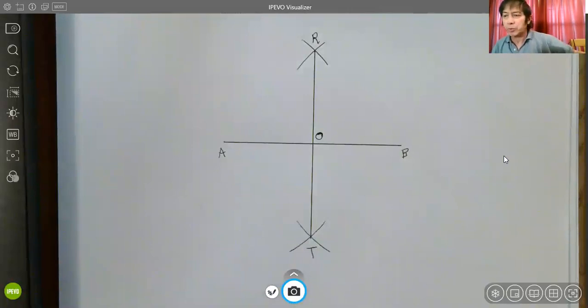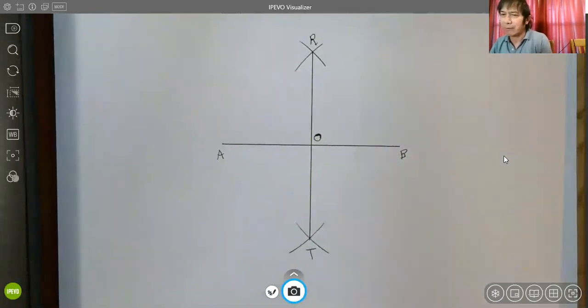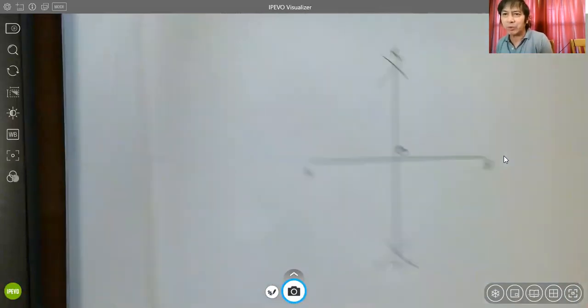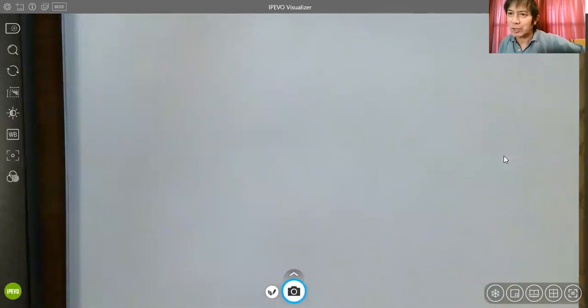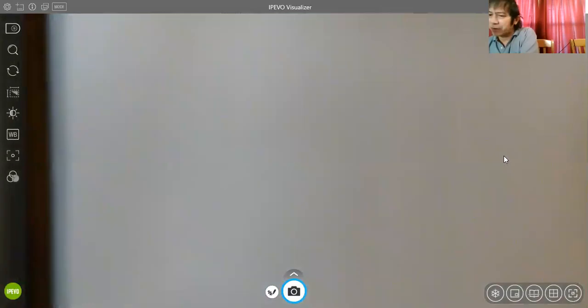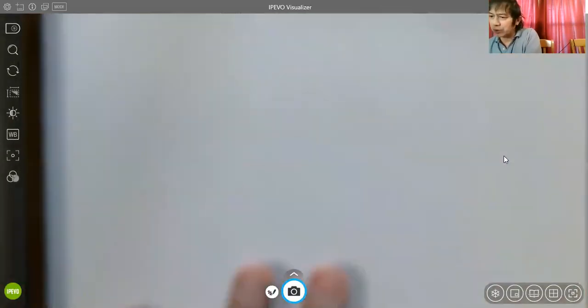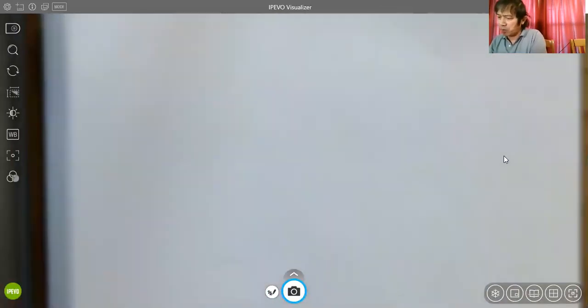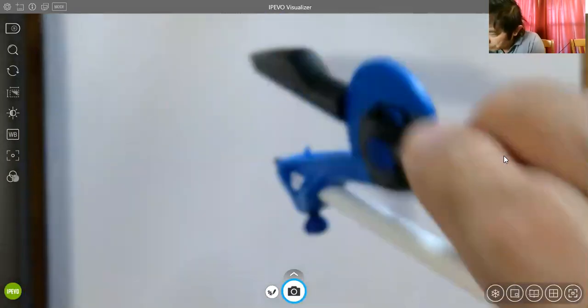Now let's proceed to making equilateral triangles. We're going to use a circle and then draw the equilateral triangle inside the circle. So we're going to draw our circle first. Let's start with the circle. Let me adjust the compass. So we shall draw a circle.